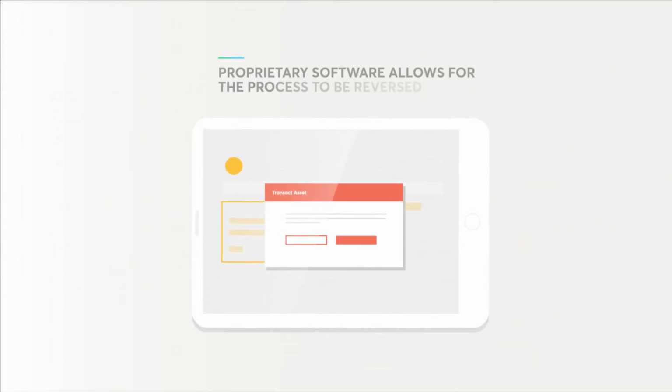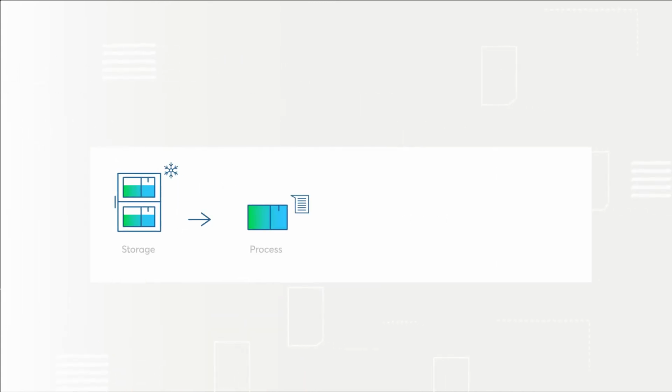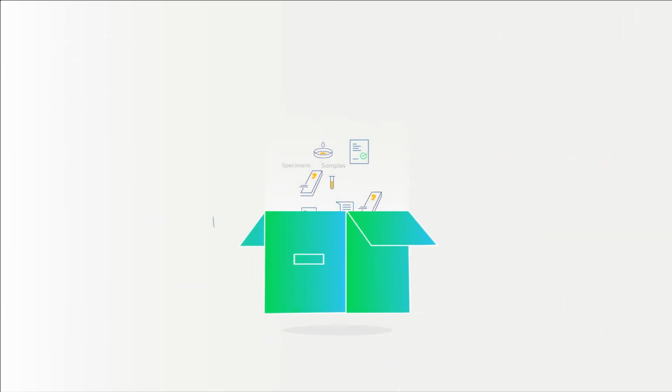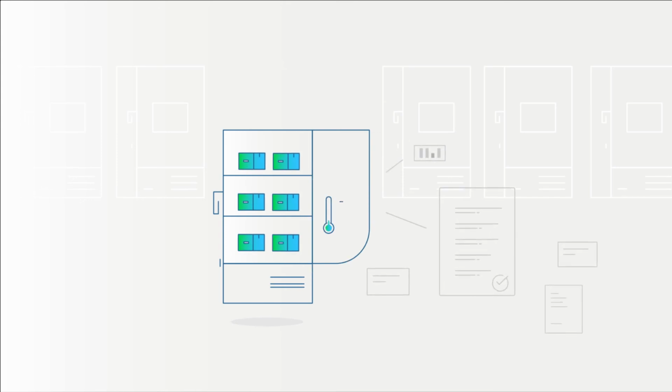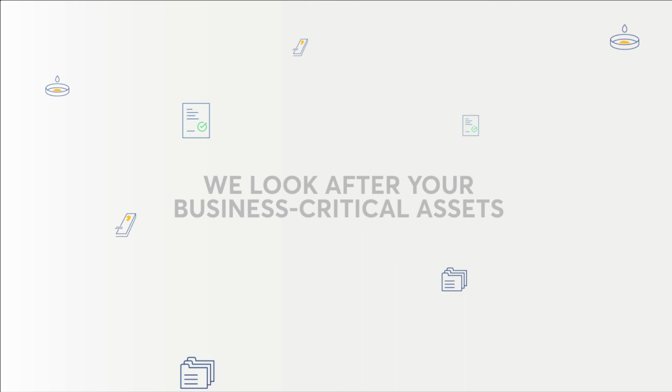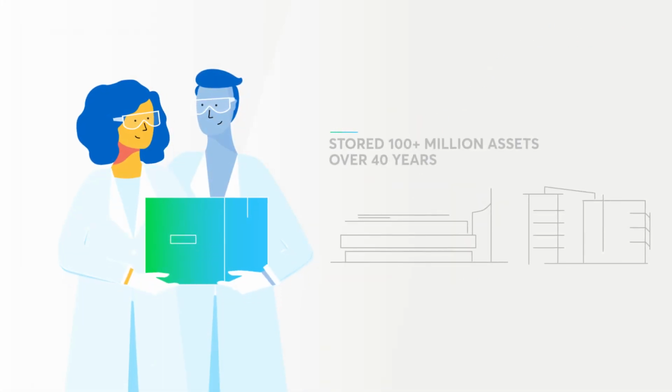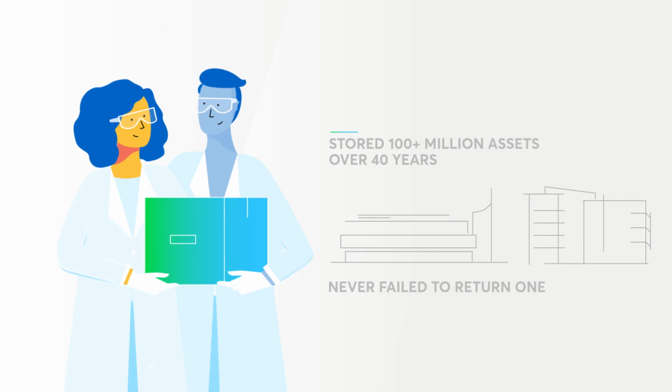When it's time to withdraw the asset, our material management system allows for the whole process to be reversed flawlessly, coordinating specialized cold chain logistics to meet your specific requirements. From receipt to processing, storage to shipment, we look after your business critical assets, just like the 100 million plus we've cared for over 40 years and never failed to return one.